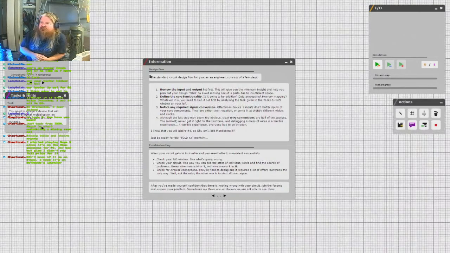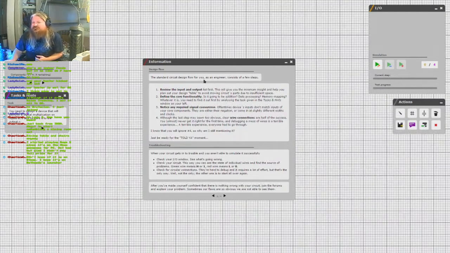The standard circuit design flow for you as an engineer consists of a few steps. Review the input and output list first. This will give you a minimum insight and help you plan your design table to avoid moving circuit parts due to insufficient space. Define the core functionality. It is going to be addition, data processing, memory mapping. Whatever it is, you need to find out first by analyzing the task given in the Tasks and Hints window on your left.